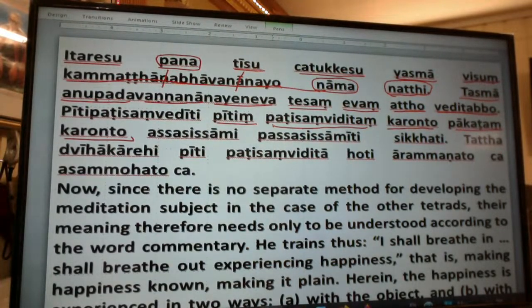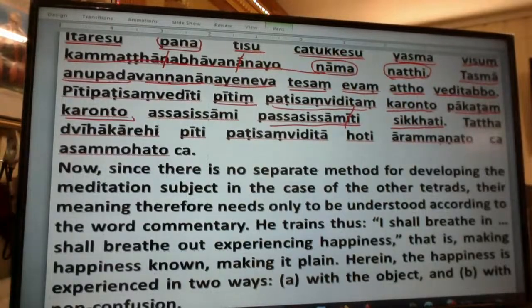So another Pali word the Buddha mentioned, Pagadang Karondo. Pagadang is to appear very clearly in the mind, in the wisdom. Pagadang Karondo. Okay? Assasami, I make an in-breath. Passasami, I make an out-breath. Iti, like this. Sikkhati is practice.